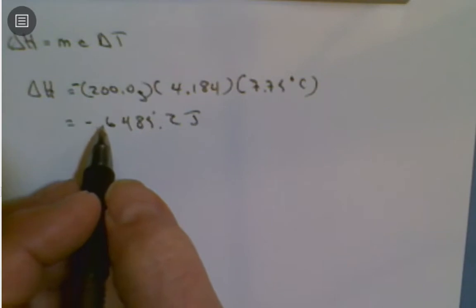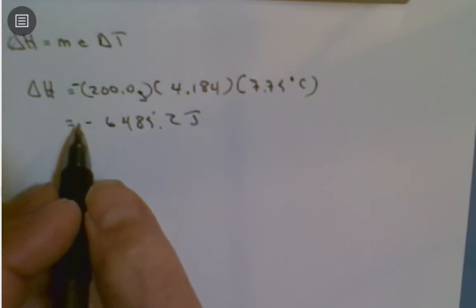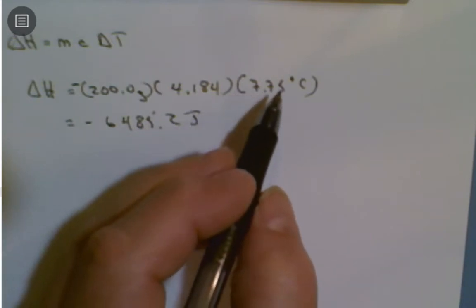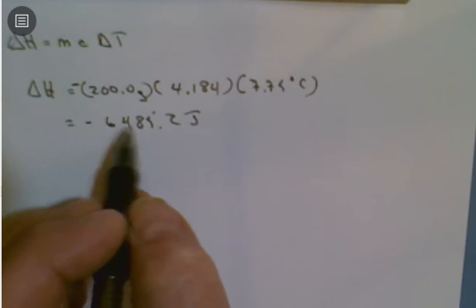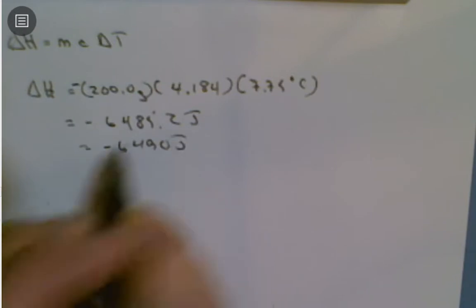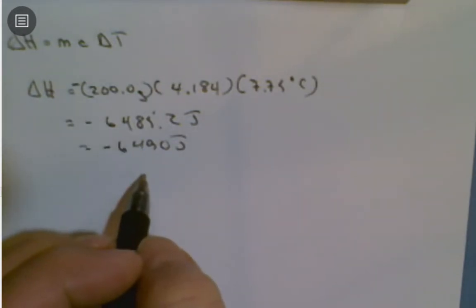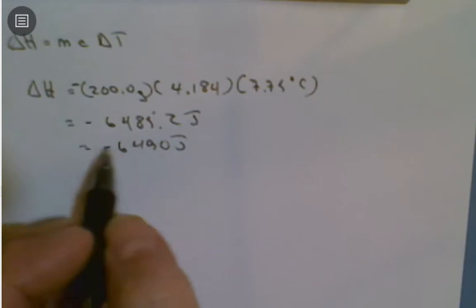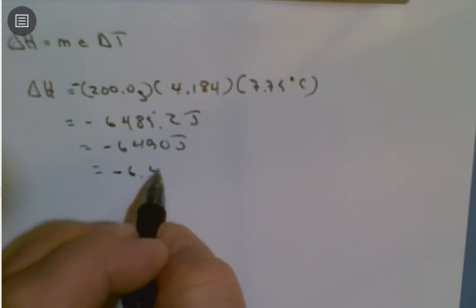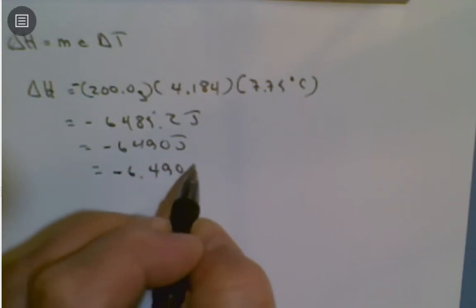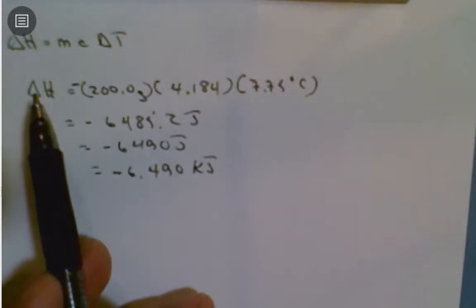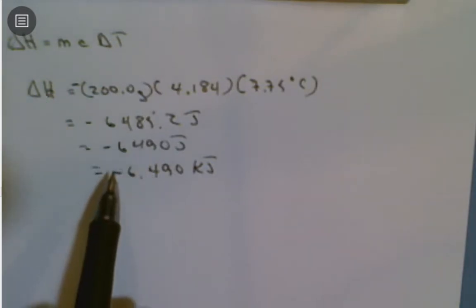Okay, and when I multiply that out, I get negative. It releases energy, so my sign is going to be negative 6,485.2 joules. Of course, I only have three significant figures here, so I'm going to adjust that, and I'm going to say that I have a negative 6,490 joules. I can convert that to kilojoules because eventually I'm going to need that in kilojoules anyway, so that's going to be equal to negative 6.490 kilojoules. There we go. And that is how we determine the change in enthalpy using a calorimeter.